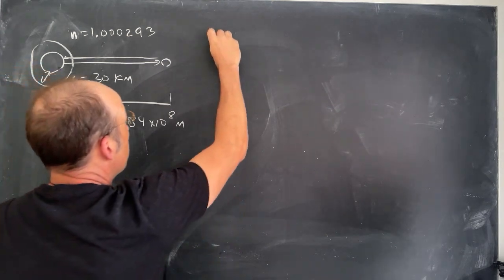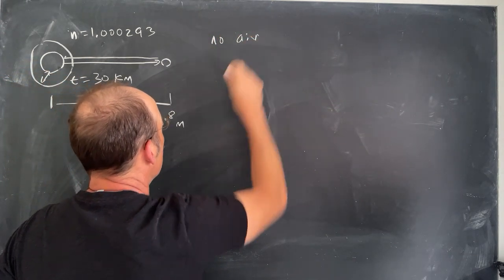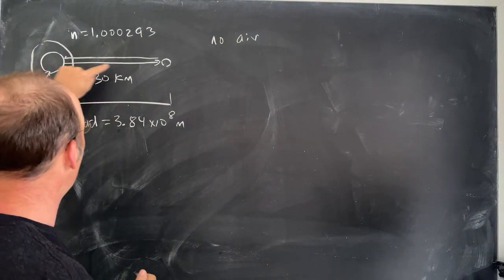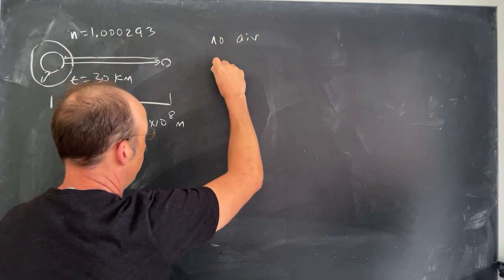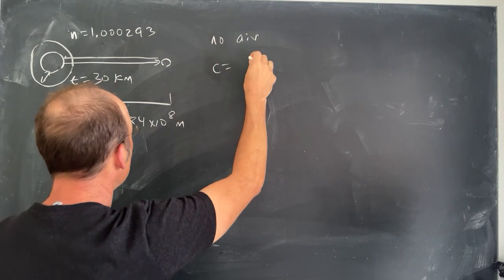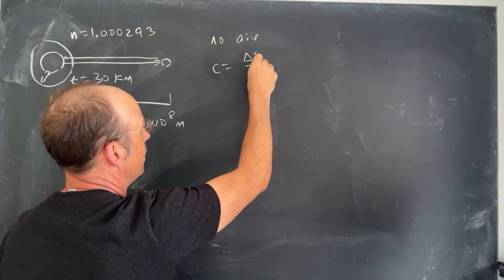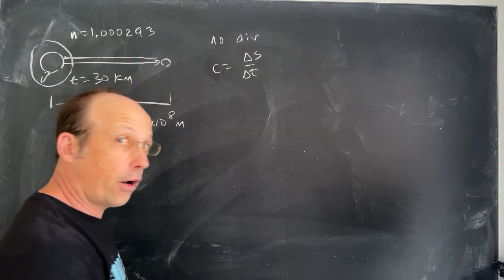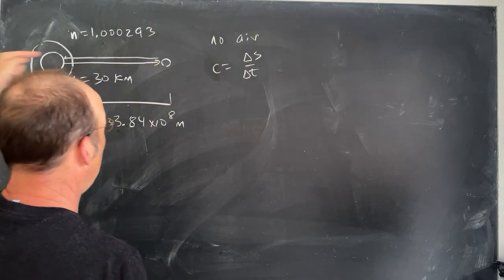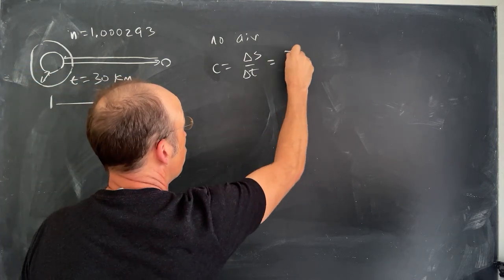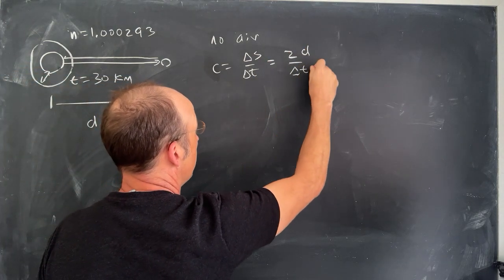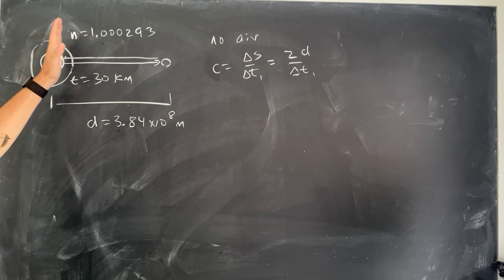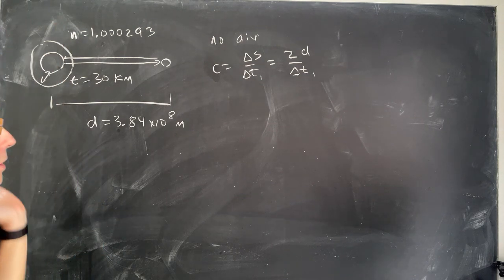So let's do the easy part. No error. In no error, I want to calculate the time it's going to take for that beam to go there and back. I can say the velocity, which is the speed of light, is going to be the change in S over delta T. So how far did it go? Well, it went there and back, so that's going to be 2D over delta T. We'll call this delta T1. D is the distance between those two, and it's technically from the surface. I don't know, but let's just not worry about that.